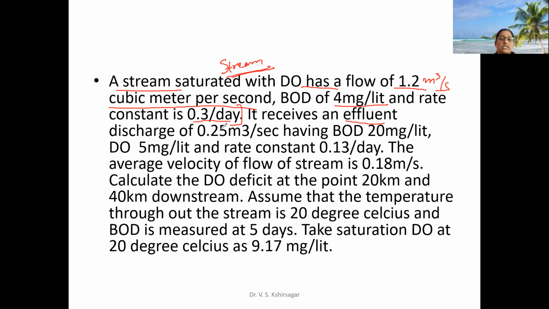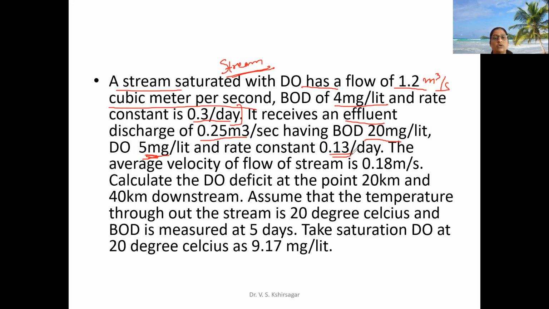It receives an effluent discharge of 0.25 meter cube per second, having BOD 20 milligram per liter and DO 5 milligram per liter. Let me check whether this is correct. In the example, 4 milligram per liter is the BOD for the stream and 5 milligram per liter is the DO. Yes, correct, it's dissolved oxygen. I thought it was BOD. So dissolved oxygen is 5 milligram per liter.